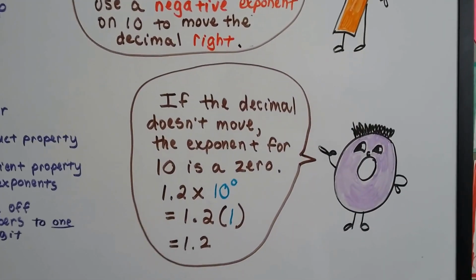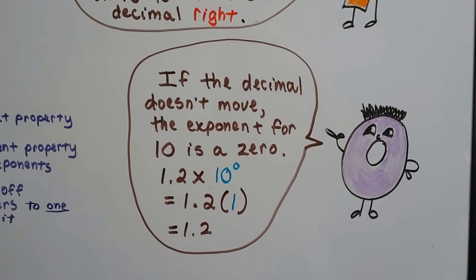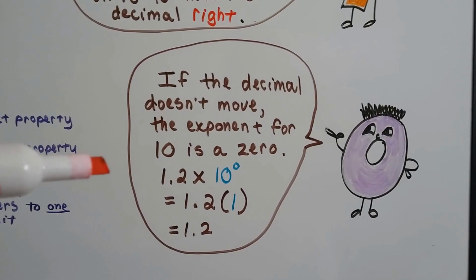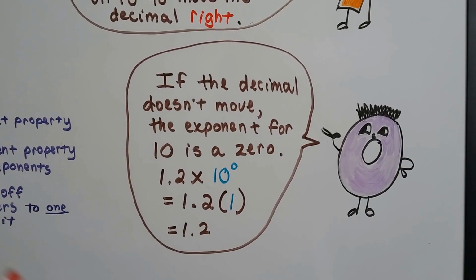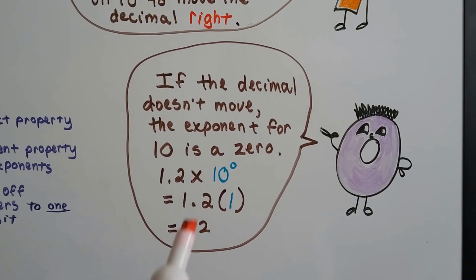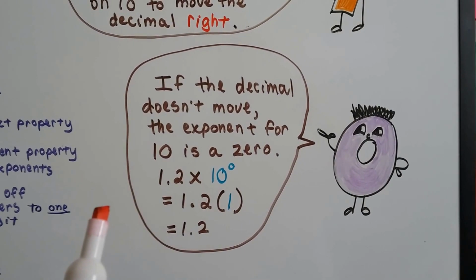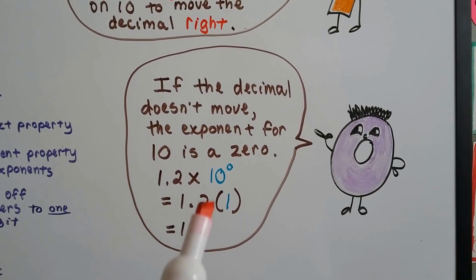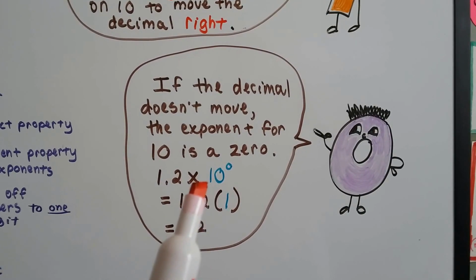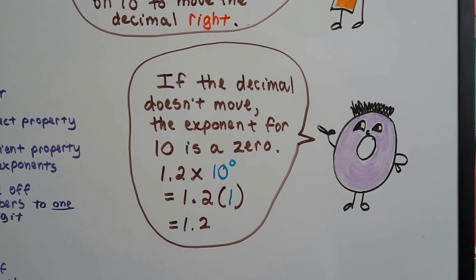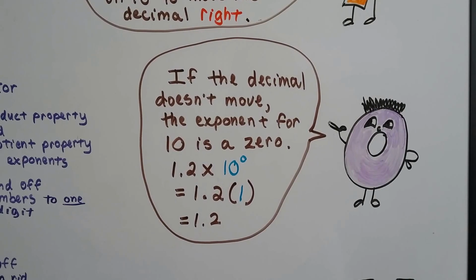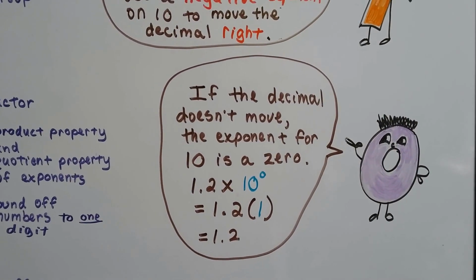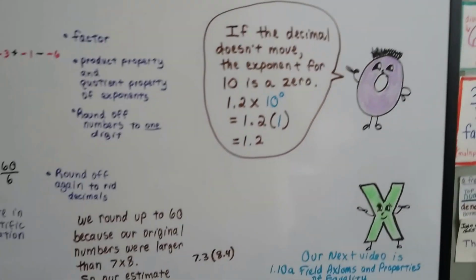And if the decimal doesn't move at all, then the exponent for the 10 is a 0. If we have 1.2 times 10 to the 0 power, we learned in the last few videos about the power rules and the rules for exponents. The zero exponent rule says when we have a zero exponent, it's a 1. So that's 1.2 times 1. That's 1.2, right?